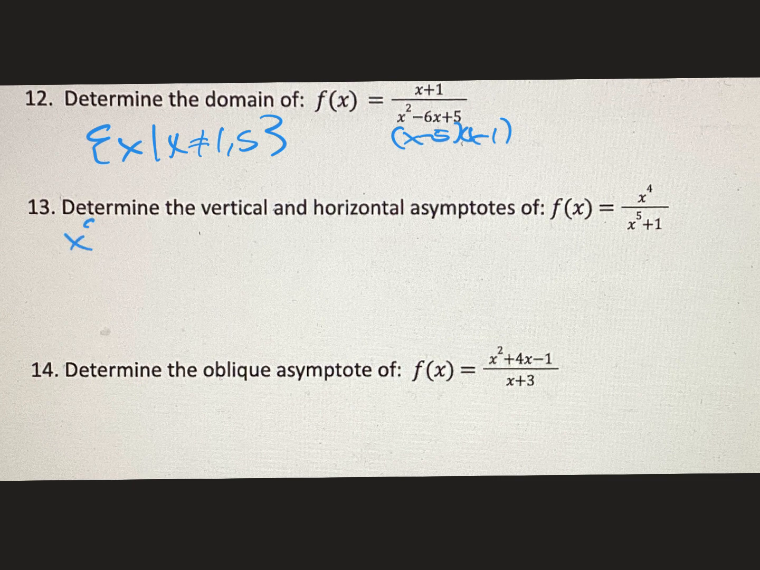So I'm going to take that x to the 5th plus 1, set it equal to 0, see what happens. If I move the 1 over, negative 1, take the 5th root, you can punch it in your calculator, you're going to get negative 1. So the vertical is going to be x equals negative 1. Don't forget the x equals.